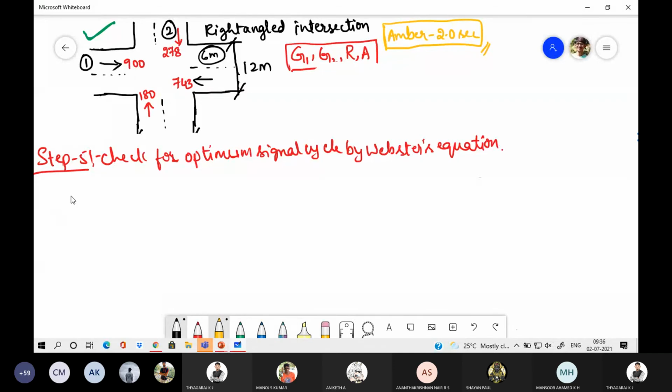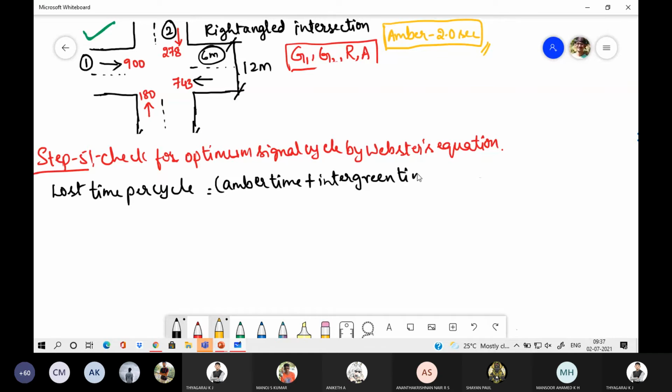Now make a note here. These are all the assumptions we are going to make in this IRC method. Lost time per cycle is equal to amber time, that is the yellow time, plus intergreen time, plus time lost for initial delay. Time lost for initial delay.